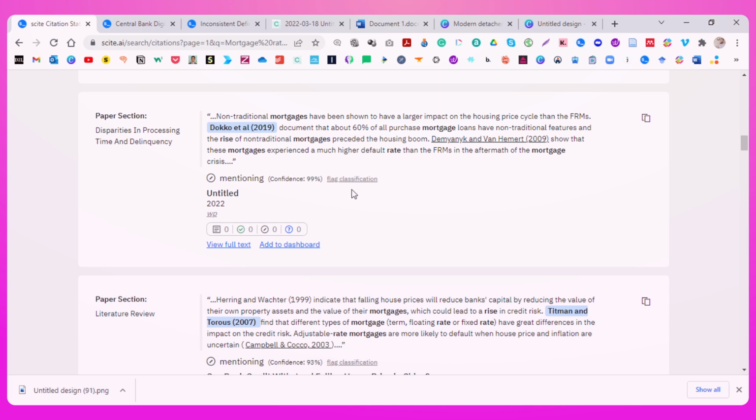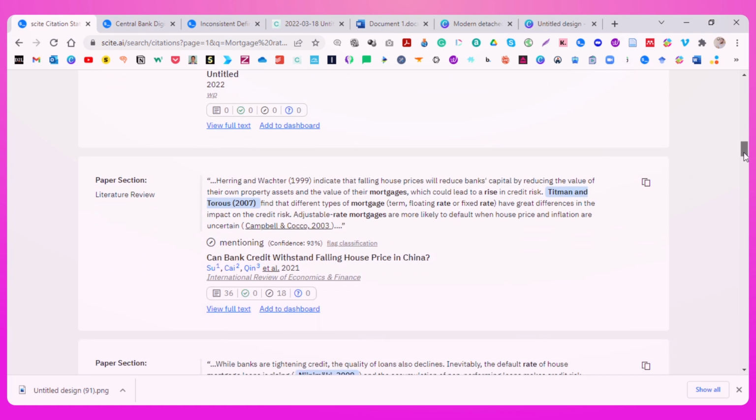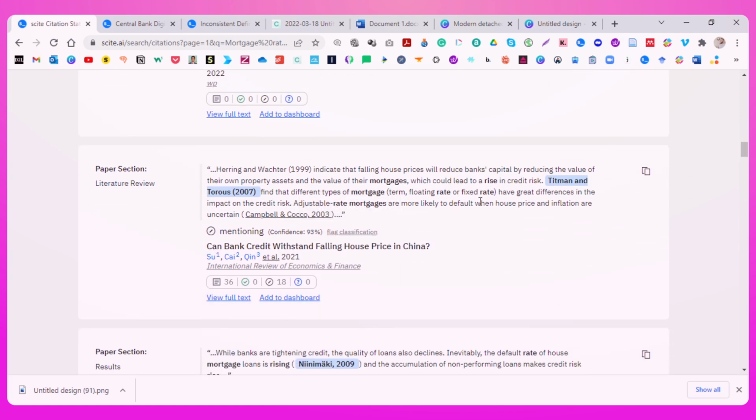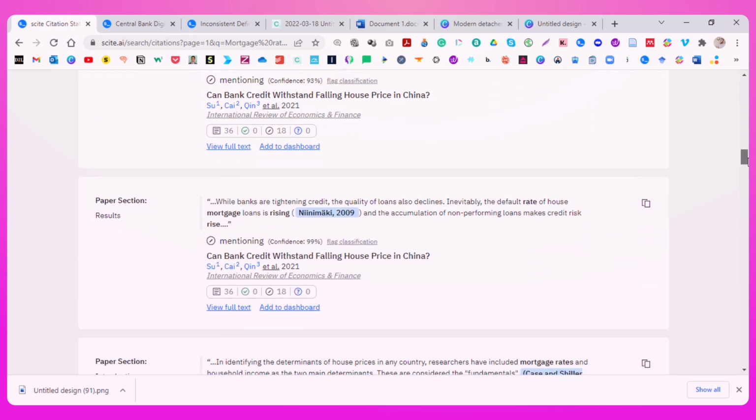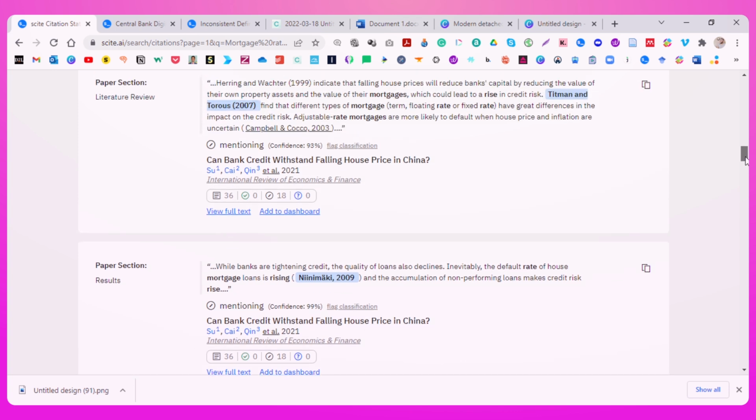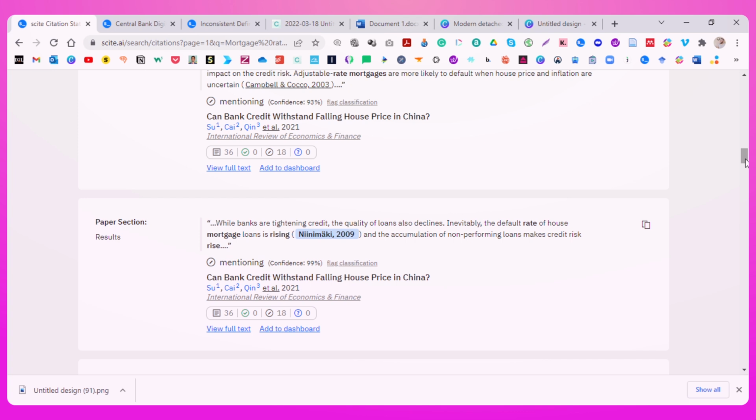Show that these mortgages experience a much higher default rate. Okay, so there we're looking into default rate, adjustable rate mortgages. So right away, I'm taking a look and I'm not seeing too many articles that are backing that statement. That doesn't mean the statement's not true, but it just means the research is not necessarily backing it. So I'm going to go back to Copy AI and try to find something a little bit more concrete that I can give to my investors as data, as information of what the research is saying.